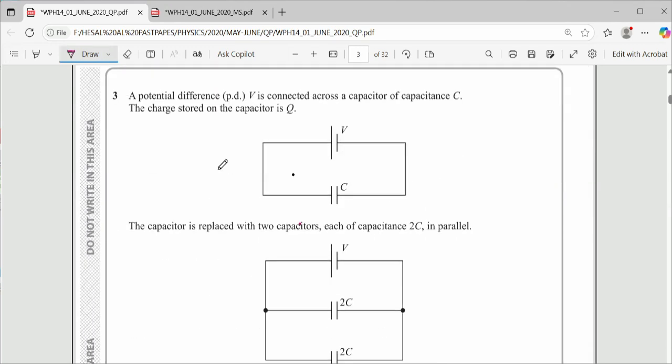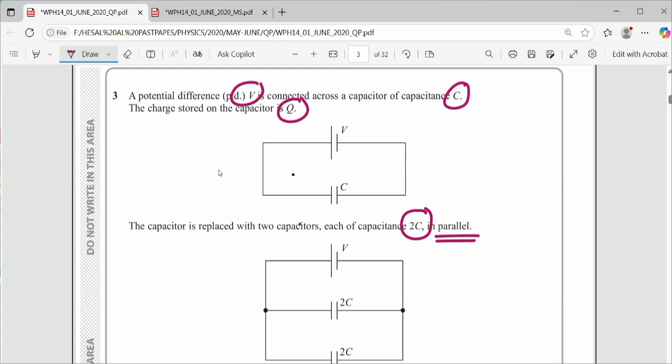Question number 3. The potential difference V is connected across a capacitor of capacitance C. The charge stored on the capacitor is Q. This is the first instant. What about the second instant? The capacitor is replaced with two capacitors, each of capacitance 2C, but in parallel.